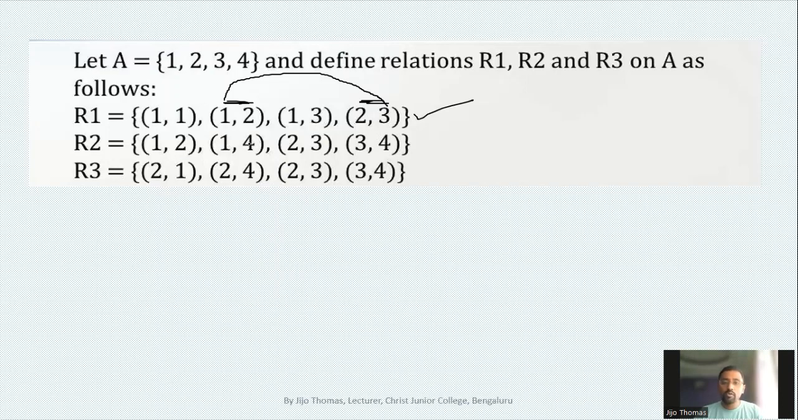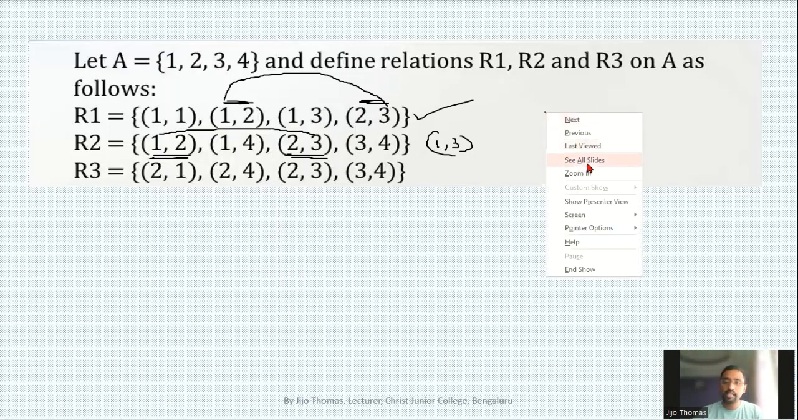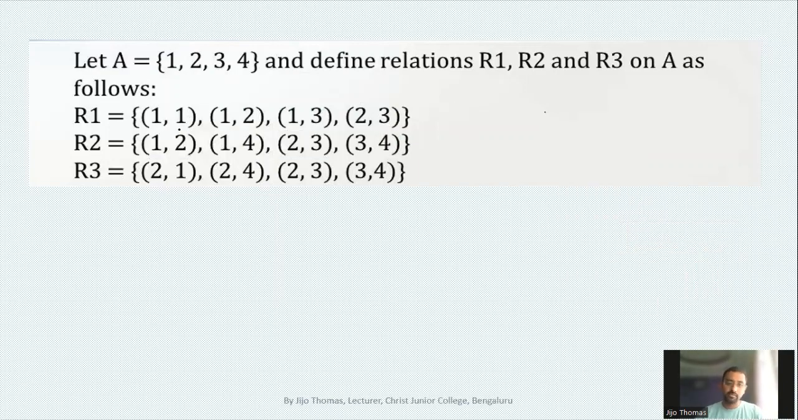R2: 1,2; 1,4; 1,2; 2,3. You can check this. 1,2; 2,3. 1,3 should be there, which is missing in the set R2. 1,3 is missing, so I can say it is not transitive. Every element should satisfy the condition.